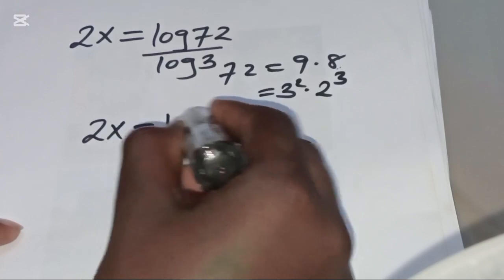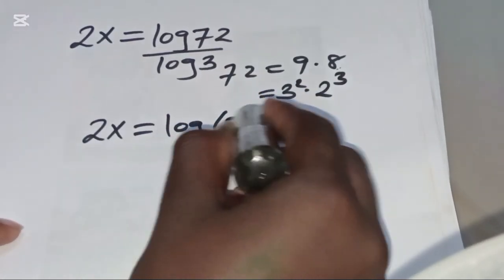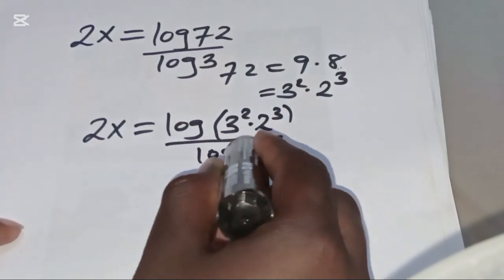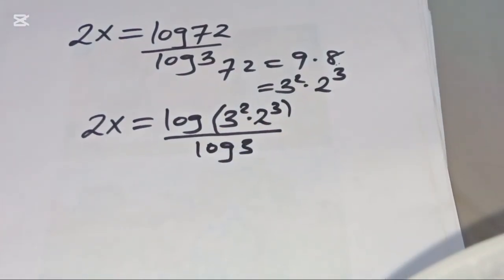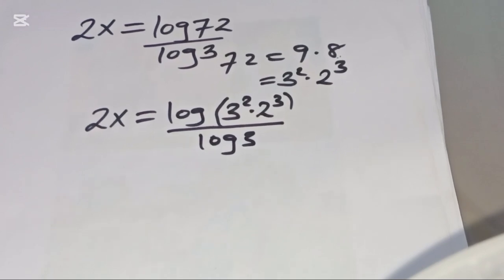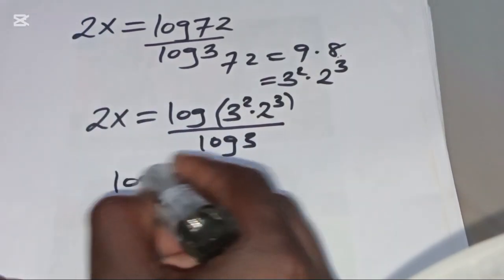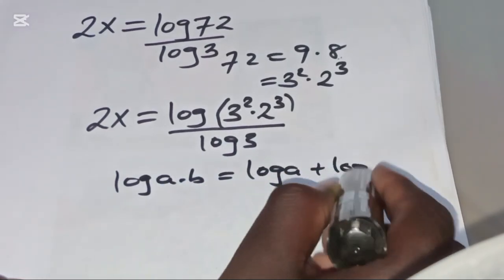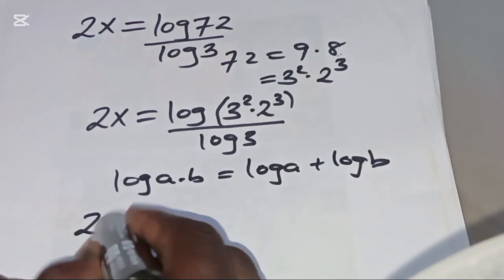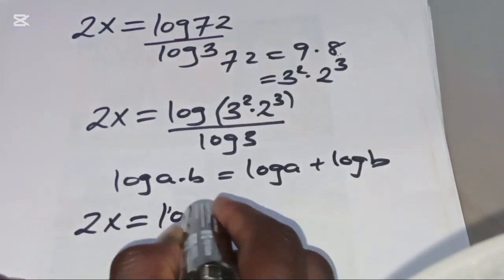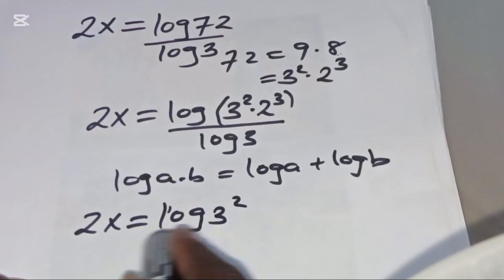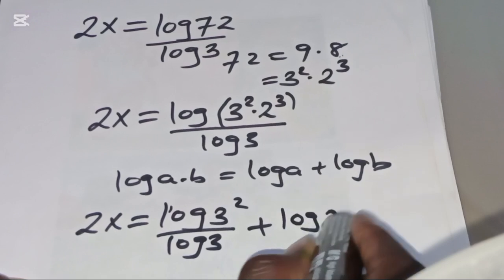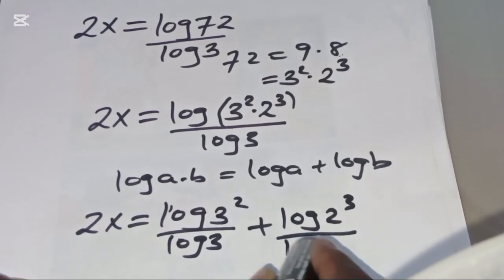Now, substituting this, we'll have 2x equal to log 3 to the power 2 multiplied by 2 to the power 3, divided by log 3. Now log 3 to the power 2 multiplied by 2 to the power 3, actually this is in the form of log a multiplied by b, which you can express as log a plus log b. Now applying this property, we'll have 2x equal to log 3 to the power 2 divided by log 3, plus log 2 to the power 3 divided by log 3.